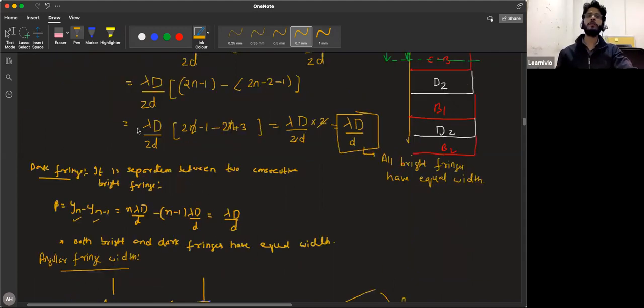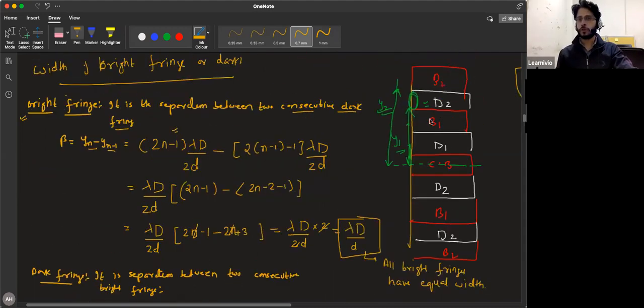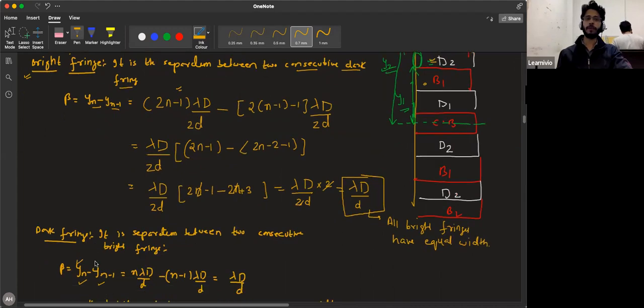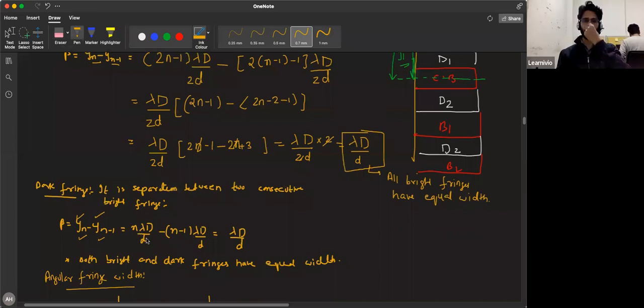Similarly, we can repeat this calculation for the dark fringe. To get the width of the dark fringe, you can take two consecutive bright fringes and subtract their separation, like the nth bright fringe and the n minus 1th bright fringe. So the nth bright fringe is n lambda D by d, and the n minus 1th is (n minus 1) lambda D by d. When you subtract them, you can take lambda D by d as common. You have n minus n plus 1, it gets cancelled out, and you have lambda D by d.